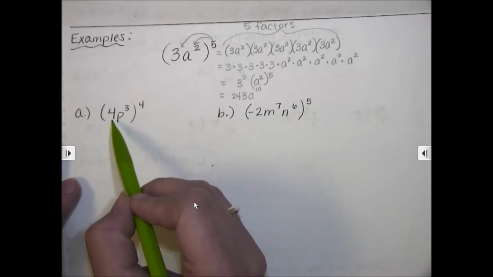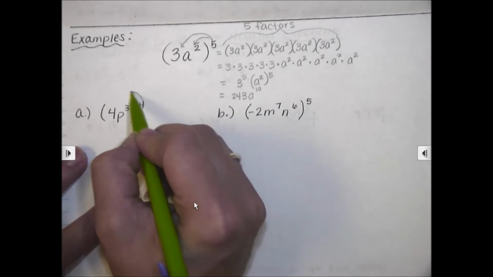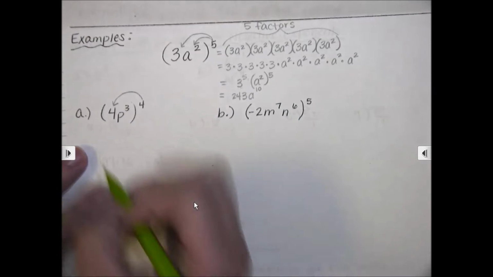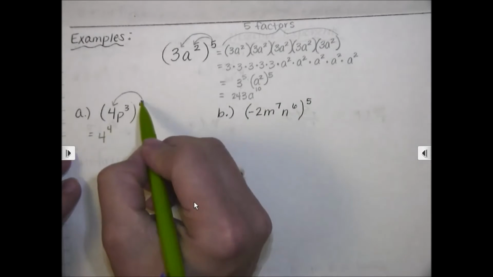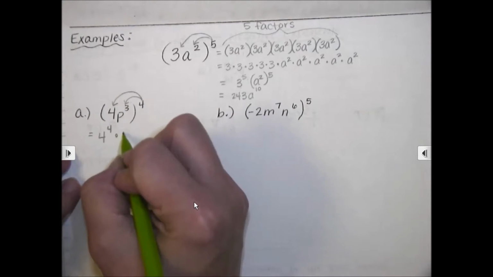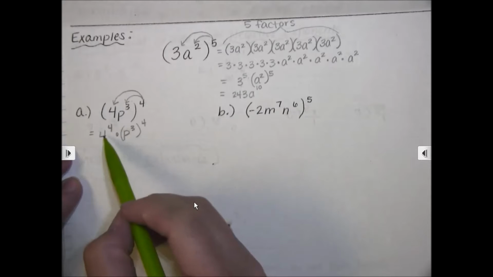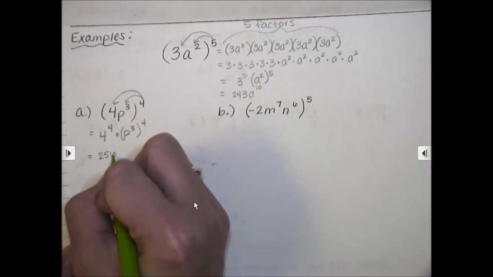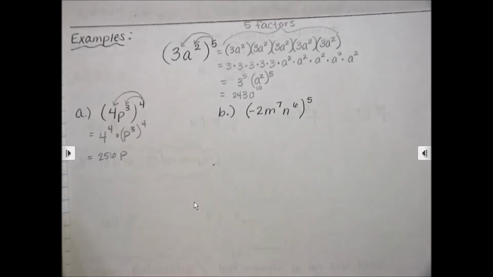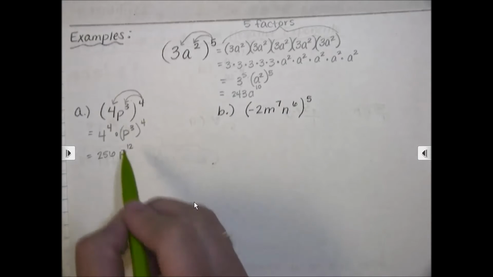The product of 4p cubed is a factor how many times? 4 times. So this exponent of 4 is going to come to the other 4. So this is 4 to the 4th power. And then p cubed is also to the 4th power. Figure out what 4 to the 4th power is. Let's practice. So this is 256 p to the what power? 12. How'd you get the 12? 4 times 3. So this is your final answer.